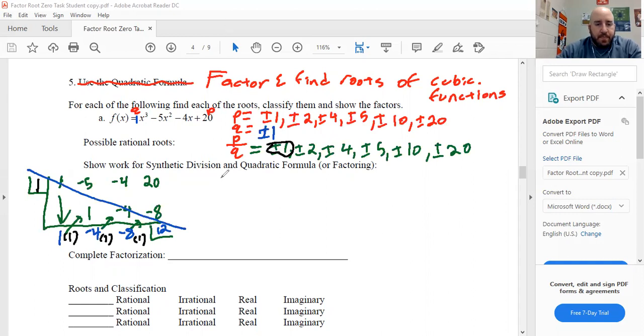All right. So what we've got to do is try to do it again. 1, -5, -4, 20. Make our box. And now in our box, positive 1 didn't work, but we've got to do -1. Okay. So -1.